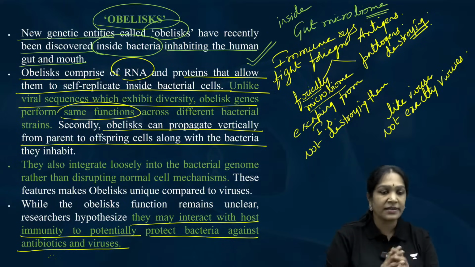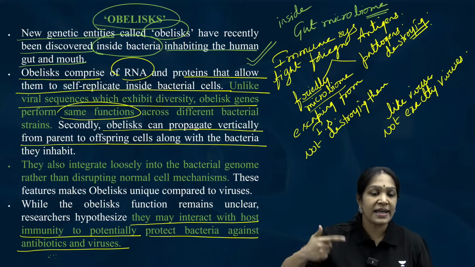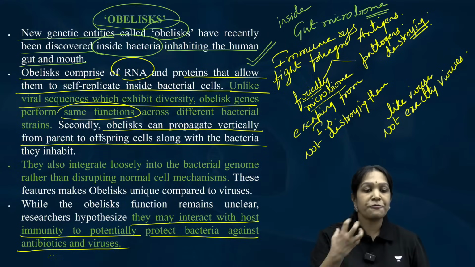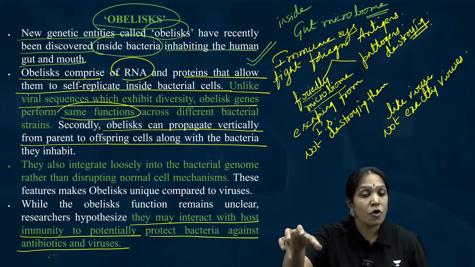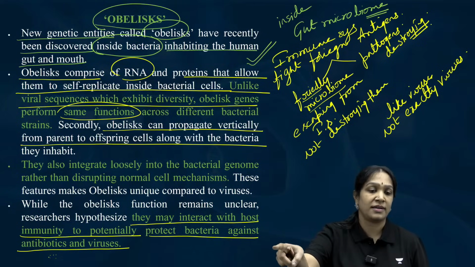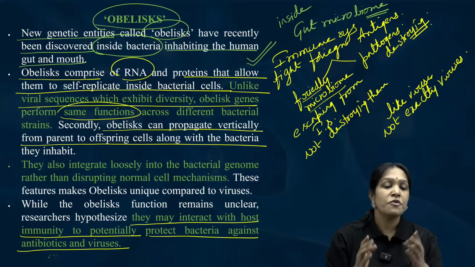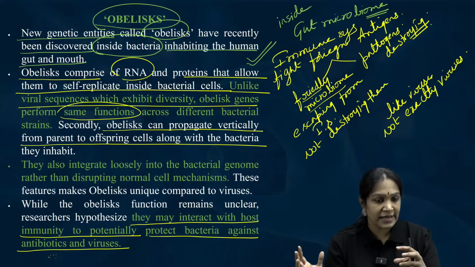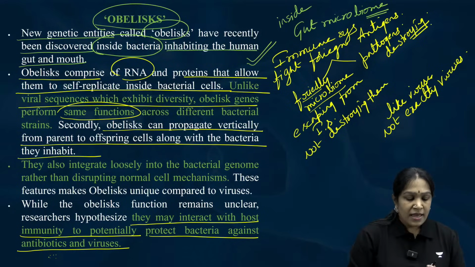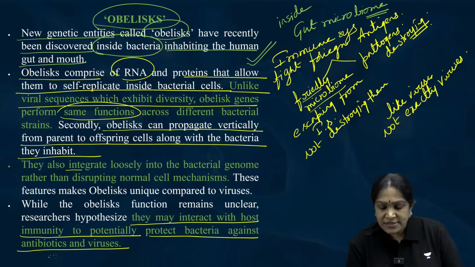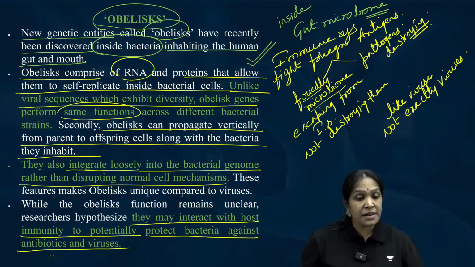Second point, they can get inherited from the parent to the child. It means if my bacteria have obelisk, my daughter will get the same obelisks through this friendly bacteria. This bacteria will go from the mother to child, and these obelisks also will go from the mother to the child. Is it clear? And they also integrate loosely with the bacterial genome rather than disrupting the normal cell mechanisms.